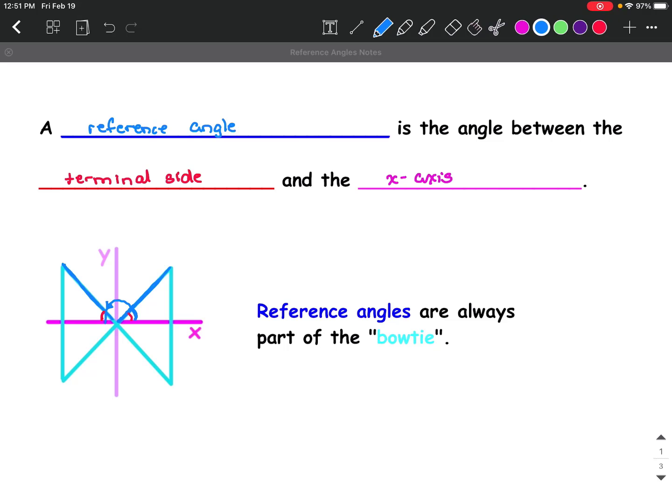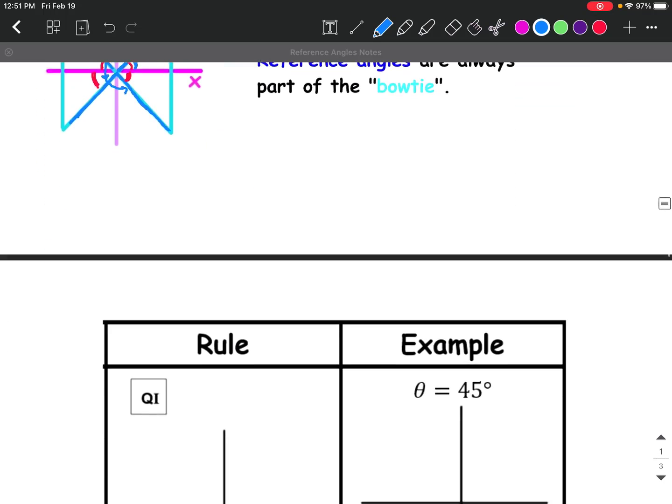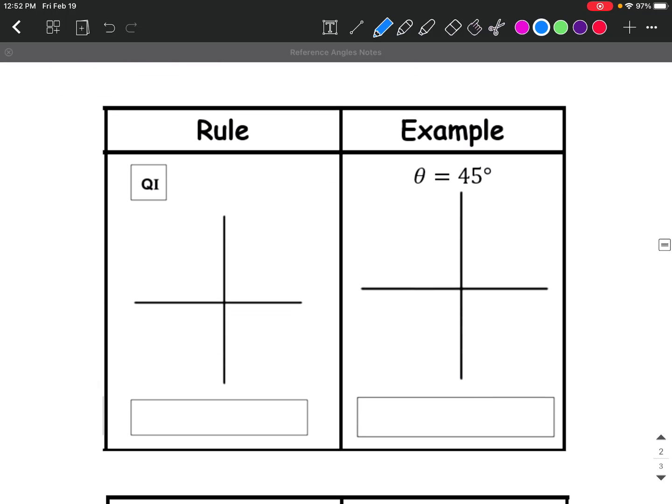If our angle takes us all the way to here into the third quadrant, our reference angle is here, the distance to the x-axis again. And if our angle rotates even further into the fourth quadrant, the quickest way to the x-axis is here. And again, all four of those reference angles are in what we call the bow tie, because it looks like a bow tie. Okay, so let's look at 4 different examples.